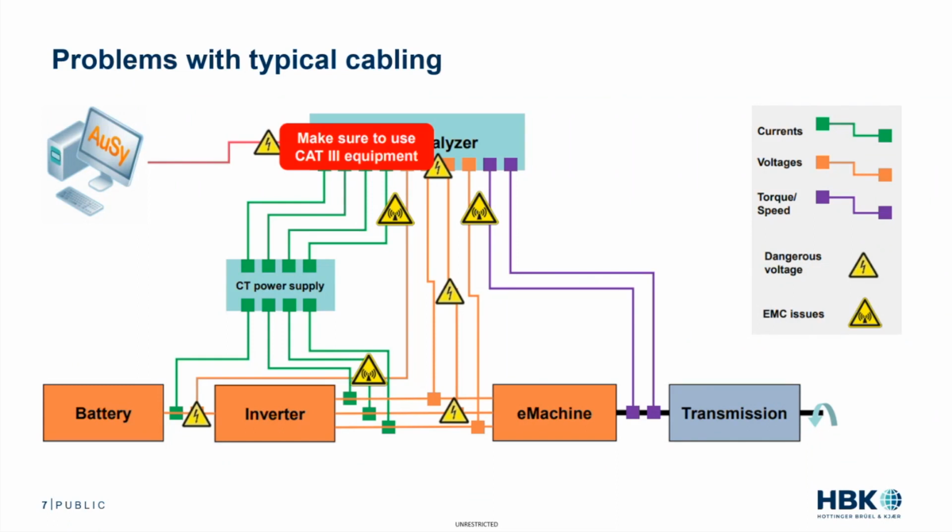So this typical cabling is challenging to try and mitigate some of these issues with high voltages for safety, and then also trying to mitigate the noise from EMC voltages, currents, etc., both at the power analyzer and also at the measurement point.